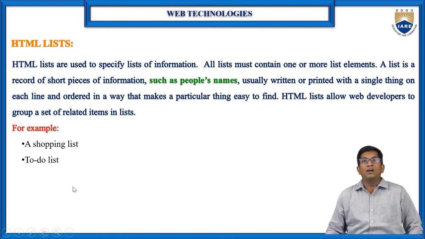As well as that, we have a to-do list. What are we going to do today or tomorrow? We have to list all the information in the application. Whenever we have to do the work, we start by seeing that application, that is the to-do list. So for that purpose, we use HTML lists.